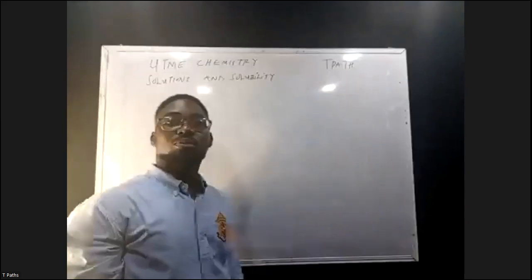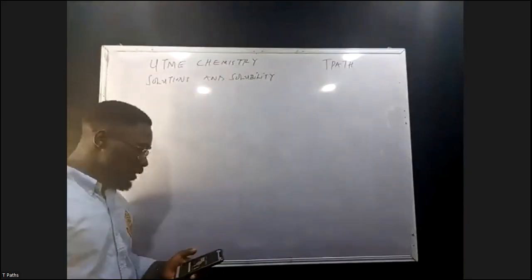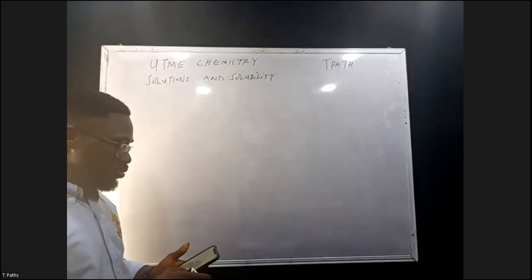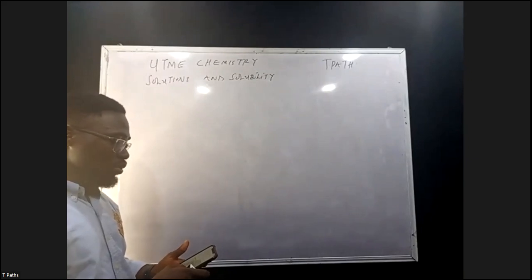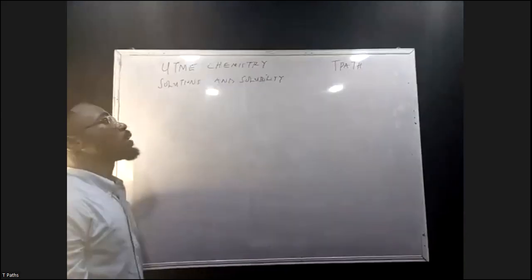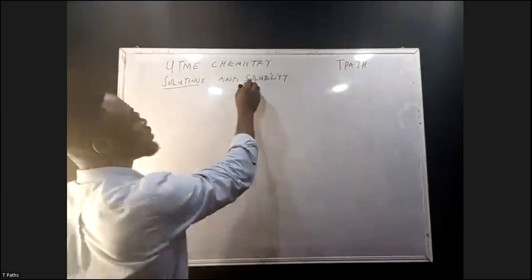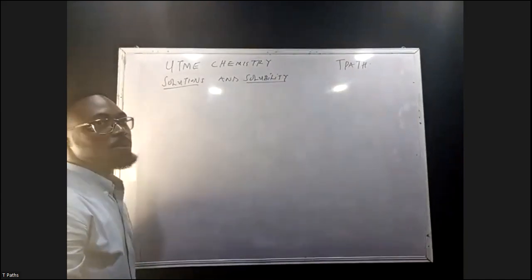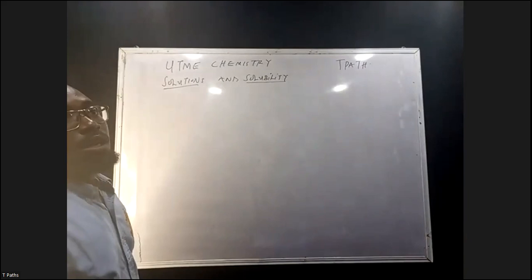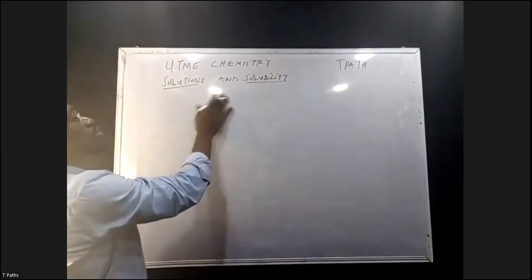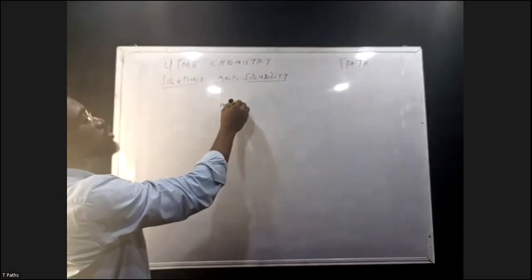Today's class, we'll be looking at an aspect of UTME chemistry, which is titled Solutions and Solubility. Let us understand the meaning of the word solution and the meaning of the word solubility. A solution is a homogeneous mixture of two things, because I believe by now you understand that there's something called a mixture.